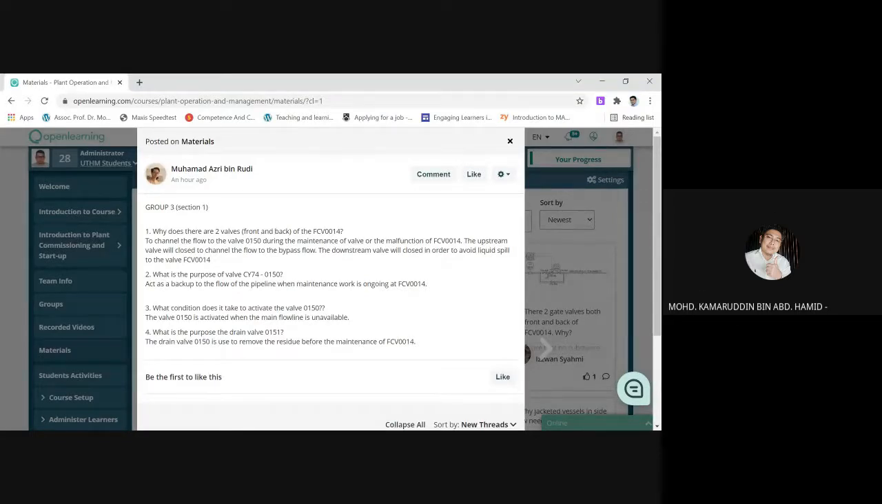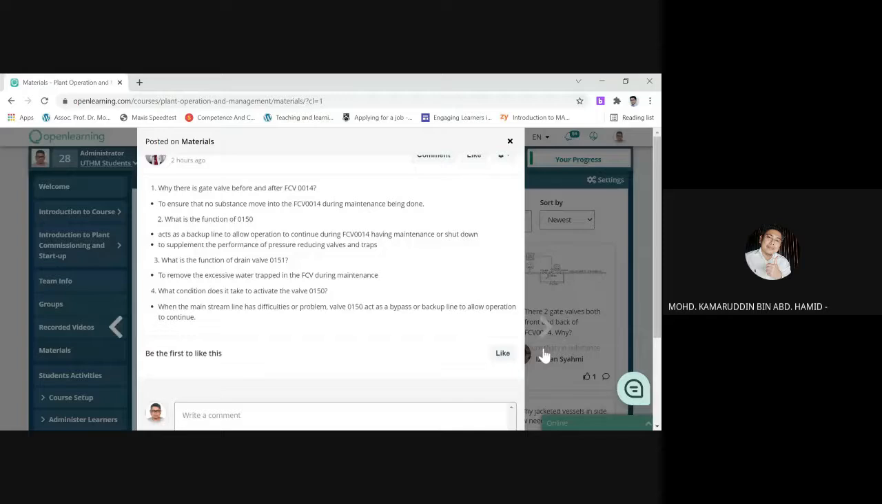Korang tak letak gambar. Okay, it's better if you can put some screenshot of this valve. Azri, can you do that? Or any other group members? Boleh? Kejap. Okay? Punya line tu tebal sangat, so tak nampak terlebih.